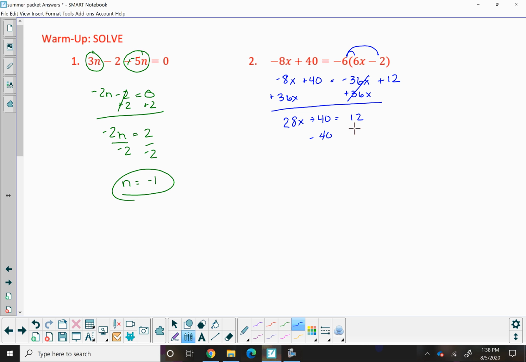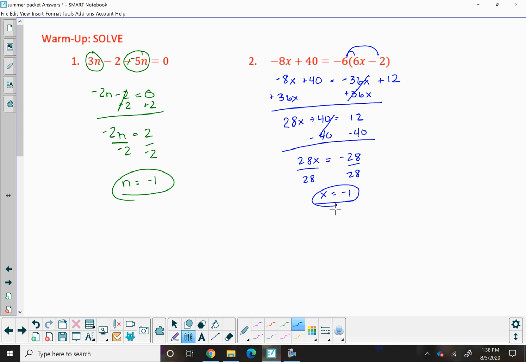Subtract 40 from both sides. I'm going to get 28x equals negative 28. Divide both sides by 28. I'm also going to get x is equal to negative 1. And like I said, you can go back and check it.